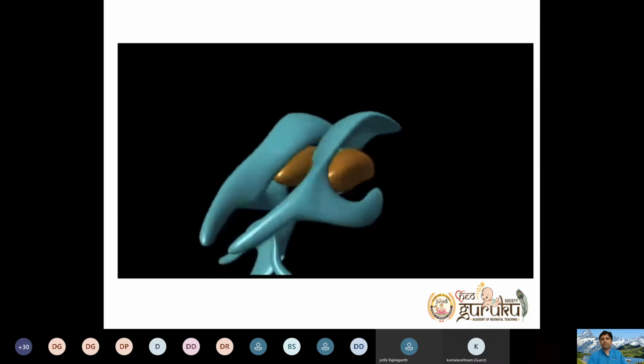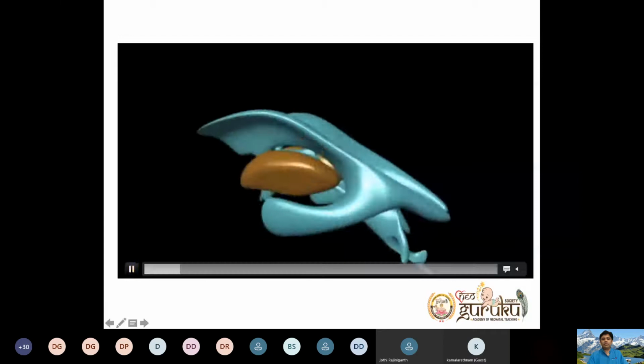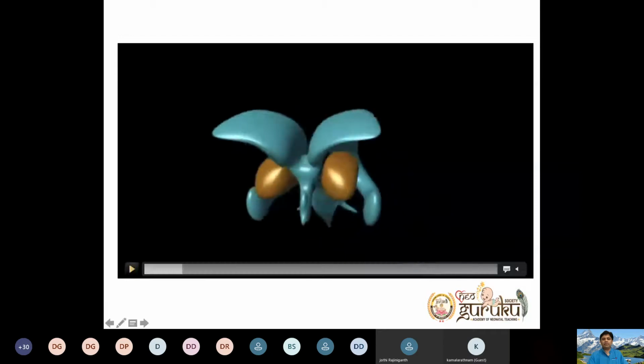We are rotating the image so you can see from different angles. This is the front angle. You can see this is your lateral horn, either side. This is the third ventricle, what you are seeing in the center. This is your thalamus on either side of the third ventricle.